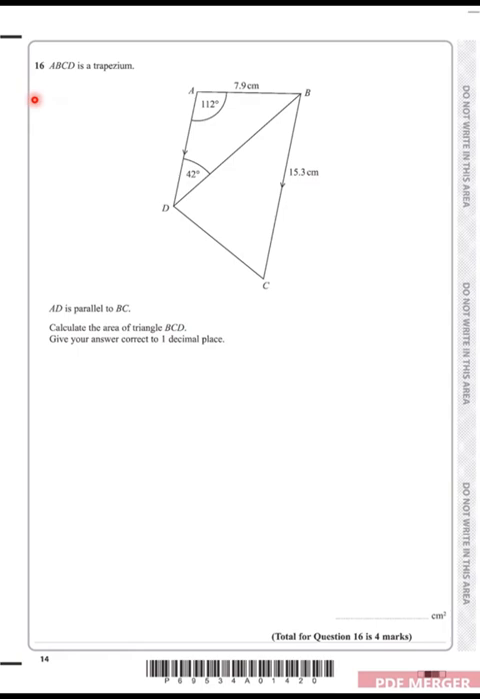ABCD is a trapezium. AD is parallel to BC.